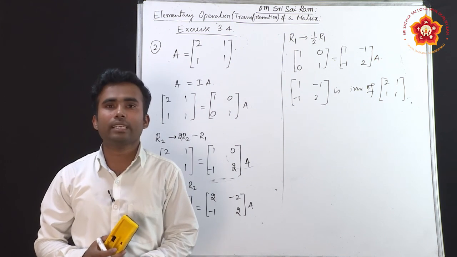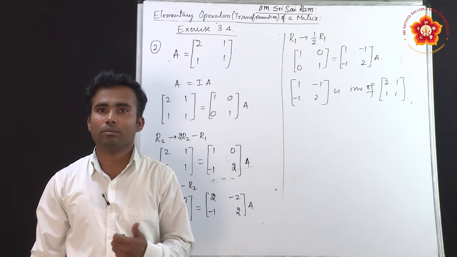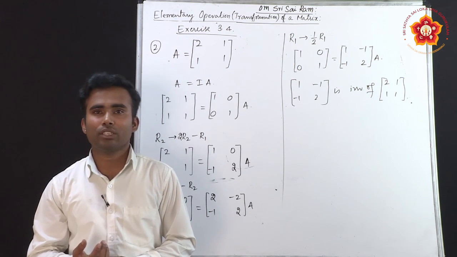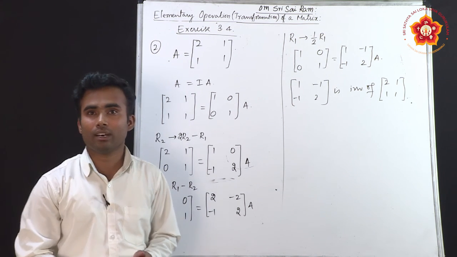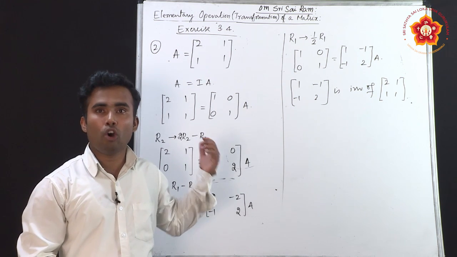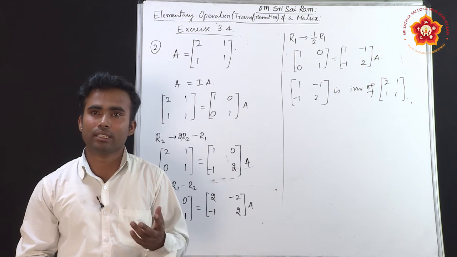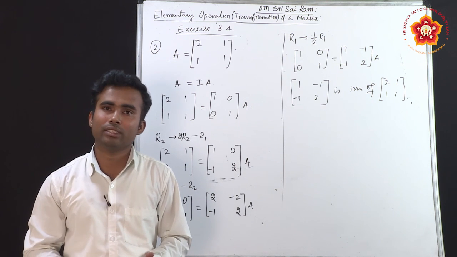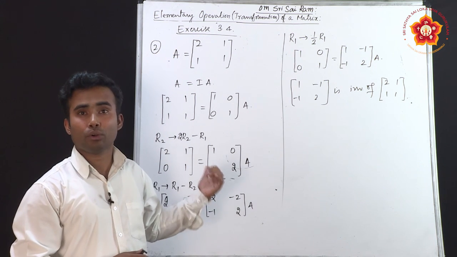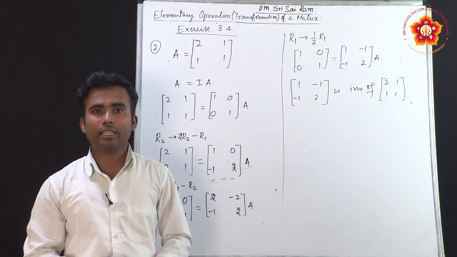This kind of problems are important for 3 marks from the exam point of view. So you have to practice a lot, otherwise you are not going to get this one. Kindly do more practice on elementary operations in order to find A inverse. We have several methods, and we are going to discuss another 2 methods in the next chapter. In this chapter, this is an important one, you can expect one question from exercise 3.4. Till then, thank you.